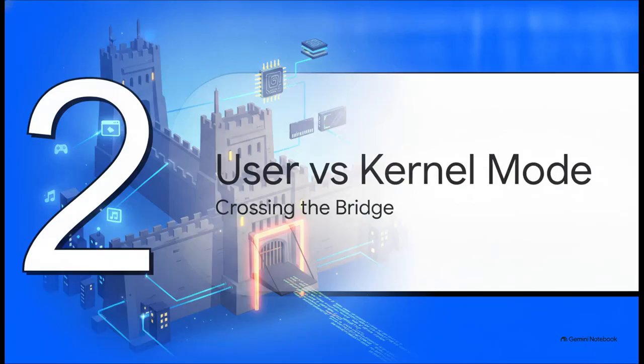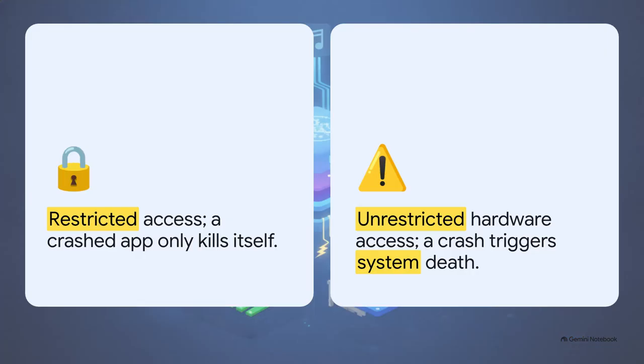Stage 2. User mode versus kernel mode. Crossing the restricted bridge. As we go a bit deeper, we hit a massive security boundary. You see, the operating system splits your computing environment into two very distinct worlds. First, there's user mode. This is where your everyday applications, like your web browser, live. It's safe, but it has highly restricted access to hardware. If an app crashes here, it only kills itself.